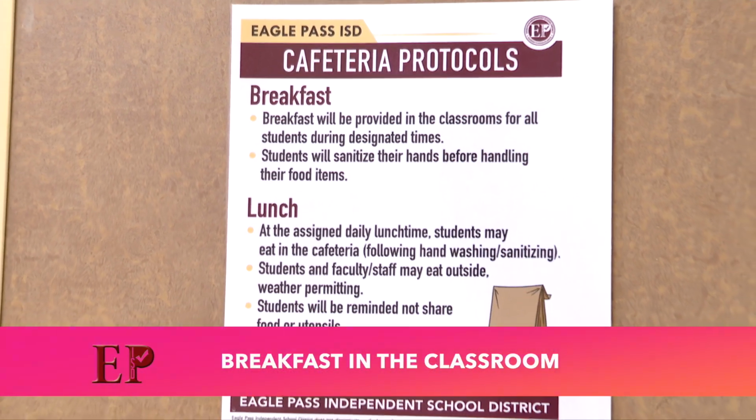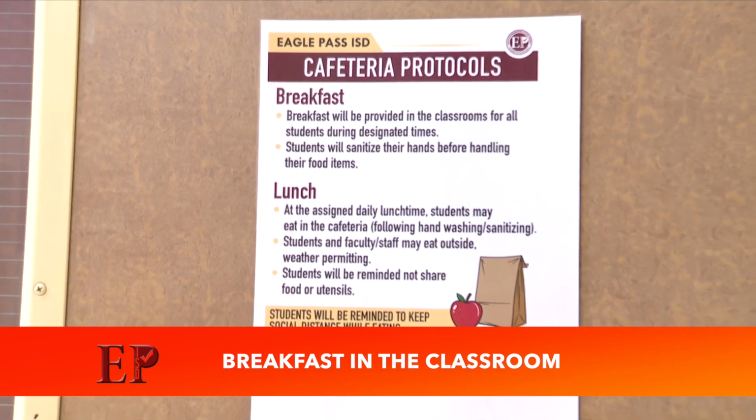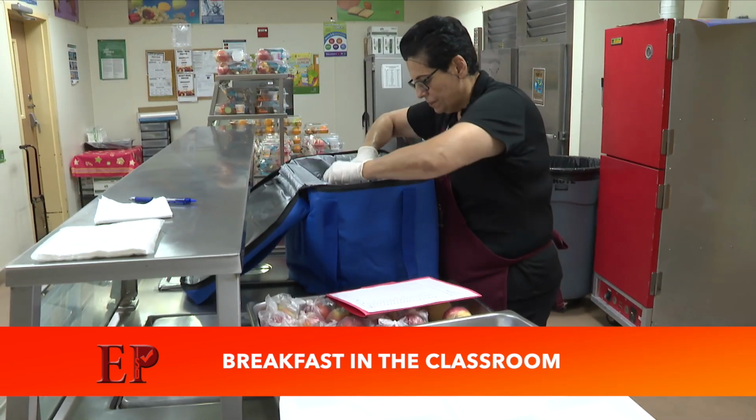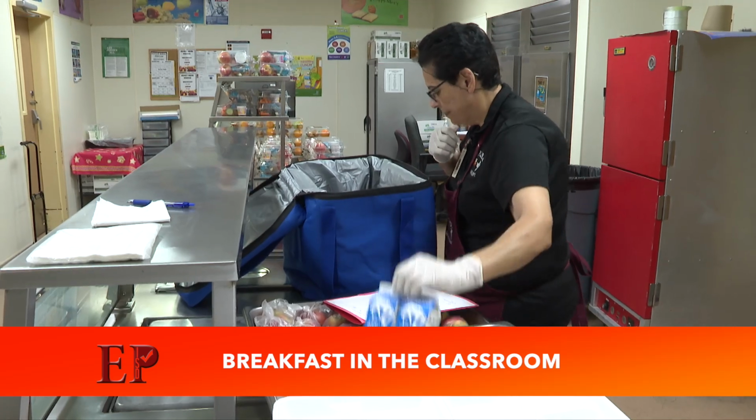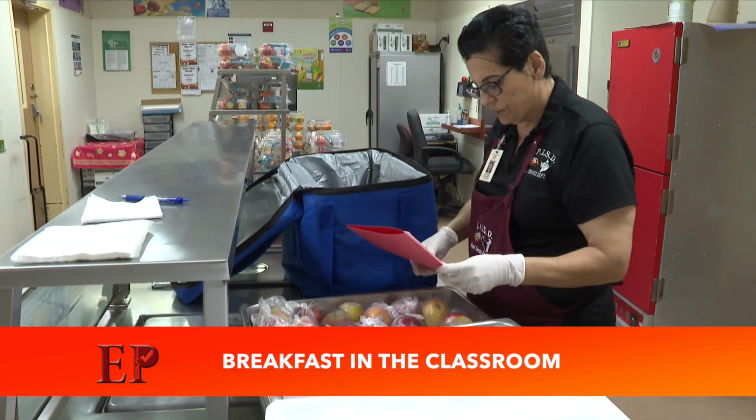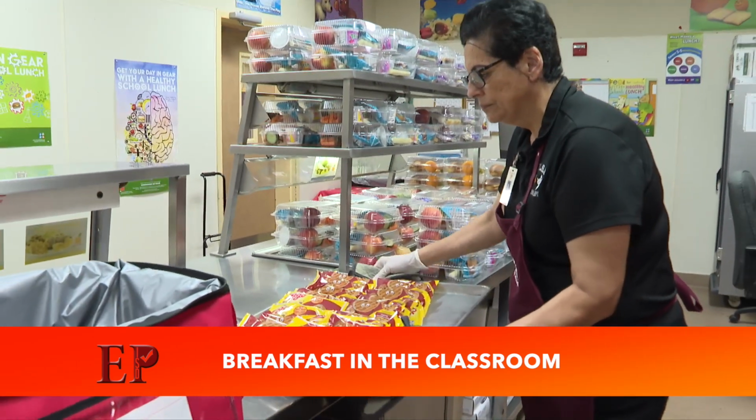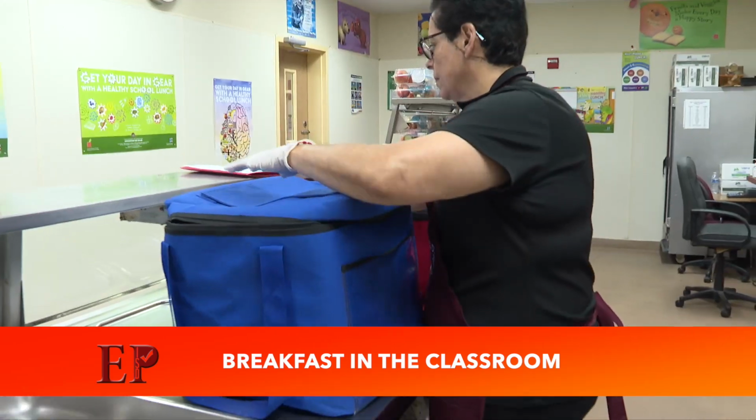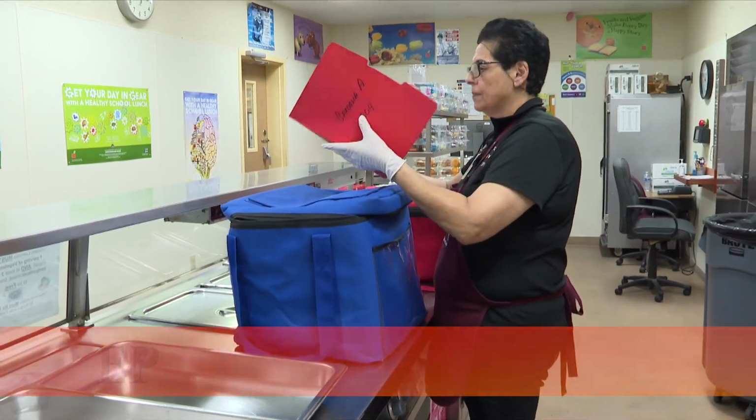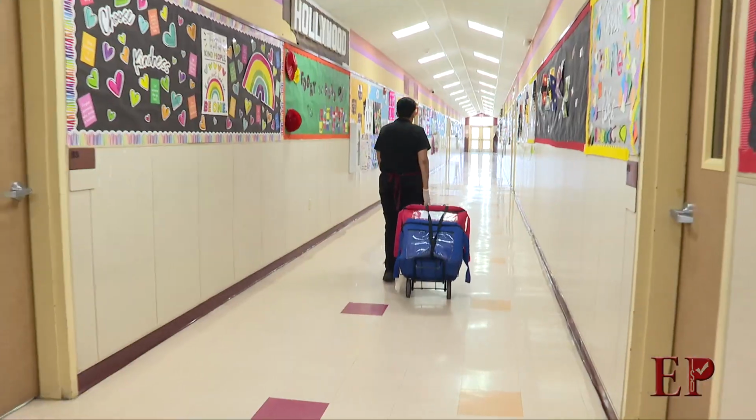Pass ISD Breakfast in the Classroom Procedures. All items are first carefully counted in the cafeteria to match each classroom's individual rosters. The count is double-checked with the class roster, which is then added to the cooler. Coolers are delivered by either a cafeteria worker or a selected student helper.